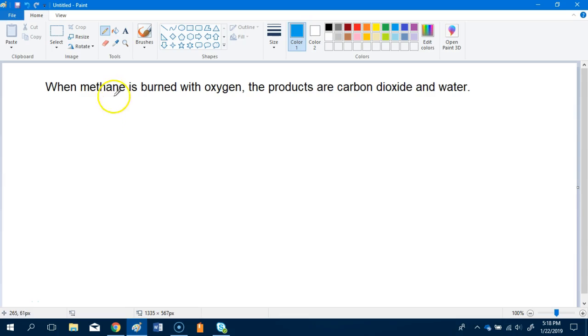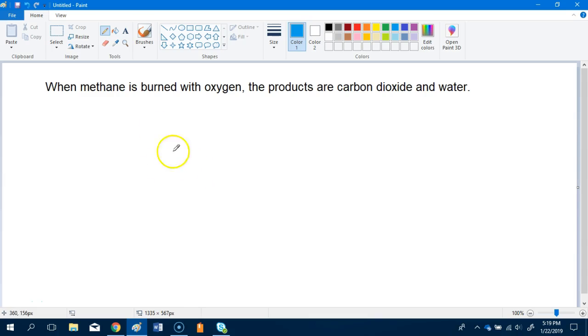So this is for Unit 1, and the question is, you were given this sentence: when methane is burned with oxygen, the products are carbon dioxide and water. And then they gave you the amounts of all of the substances except for oxygen, and they wanted you to figure out how many grams of oxygen there were.